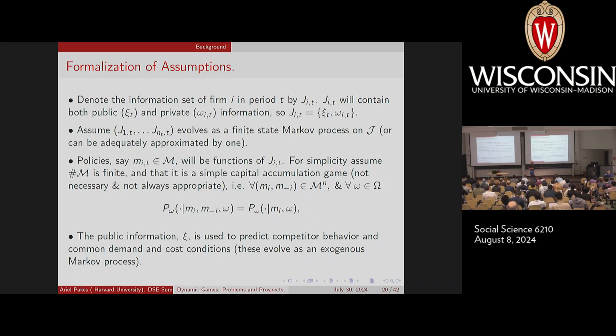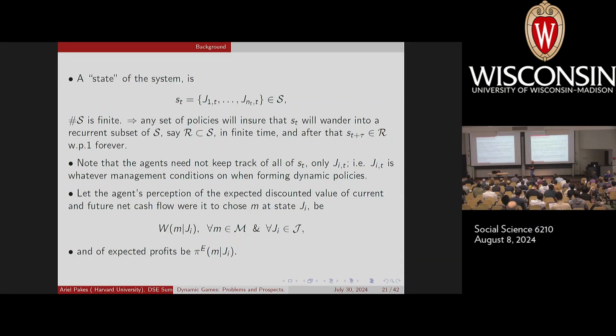The public information is used to predict consumer behavior and common demand and cost conditions. I'm going to assume it evolves as an exogenous Markov process. Again, that's not necessary. So the state of the system, now S_t, I've changed. It's not the number of firms at each state, it's the information sets of these firms, and it's going to be finite. So again, this is standard Markov chain stuff.